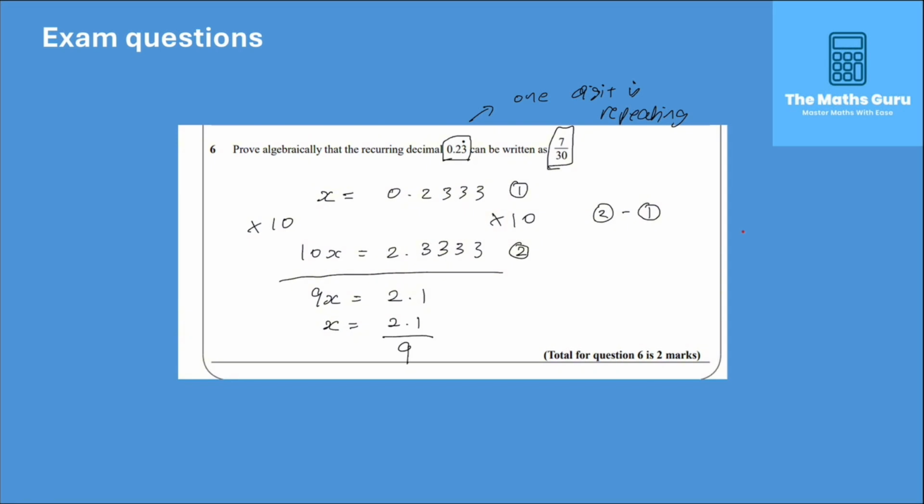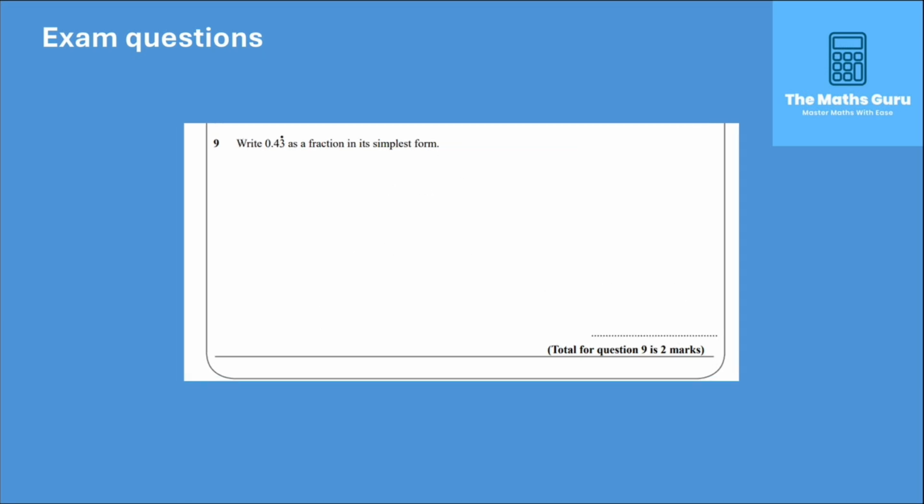And now what we have to understand is that we cannot have a decimal in our fraction. So the simple thing to do is just to times by 10, top and bottom, and we get 21/90, which simplifies to our 7/30. And that is exactly how we solve this question. Okay, moving on to the next question.